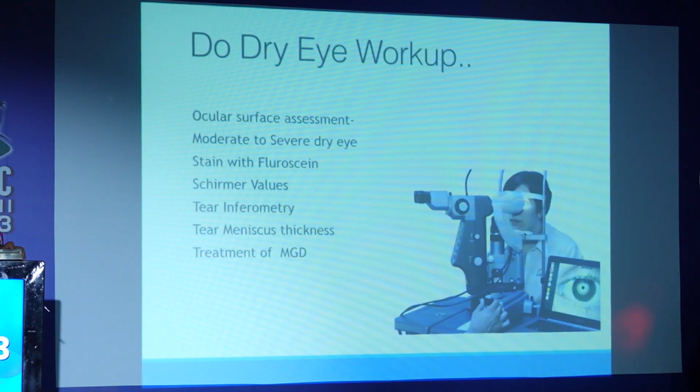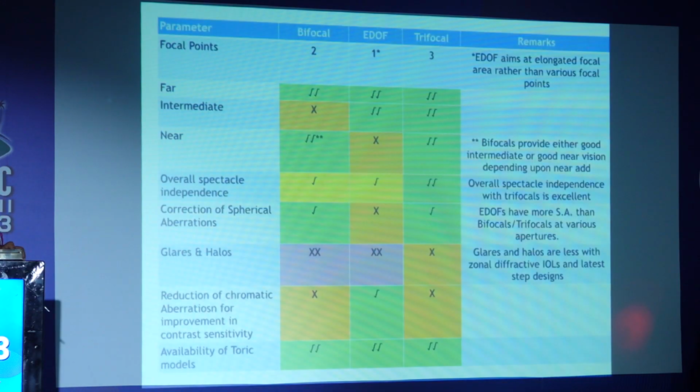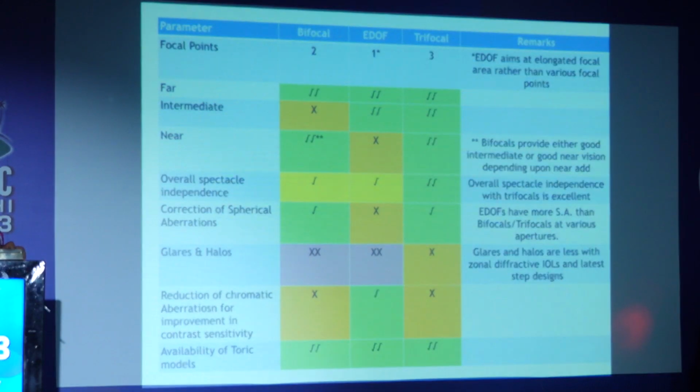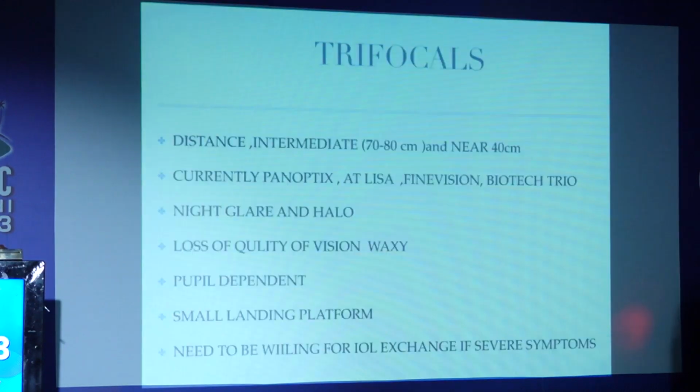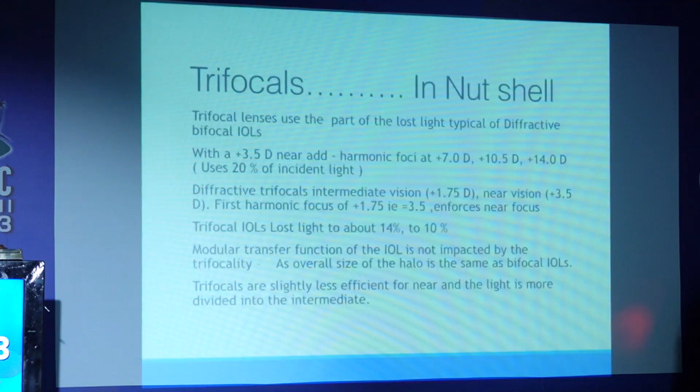We always do a quick dry eye workup. A quick word about these lenses available in the world market. It basically boils down to bifocals, EDOFs, and trifocals, and each one of them has its own merits and demerits. But between the bifocal and the trifocal, we have almost shifted to trifocals for two great reasons. Specifically with the Athlesia, the kind of light distribution they have, 65% for distance and 35% for near, gives a great distance, intermediate, and near vision to all these patients.